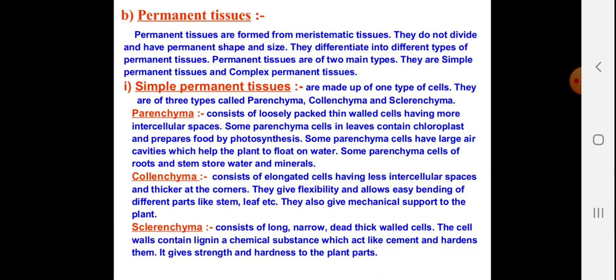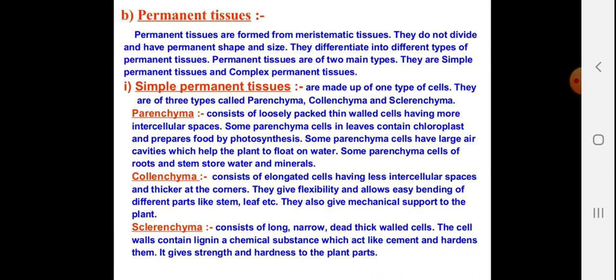Let me tell you, just write this and remember the spelling. If spellings are wrong, we would deduct your marks. Parenchyma, collenchyma and sclerenchyma. Parenchyma consists of loosely packed thin-walled cells having more intercellular space. Some parenchyma cells in leaves contain chloroplast that is responsible for photosynthesis and preparing the food. So that is the site for food preparation with the help of parenchyma.